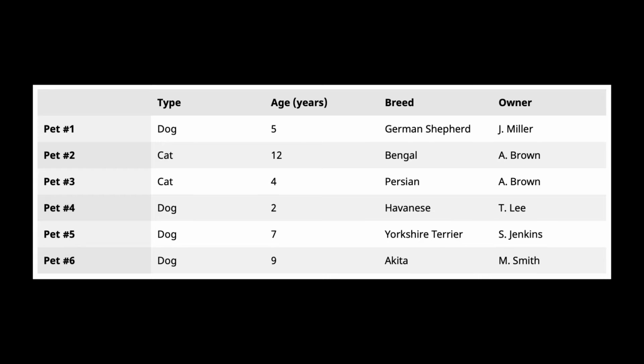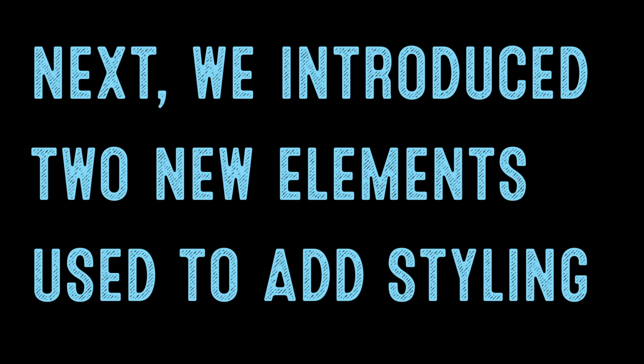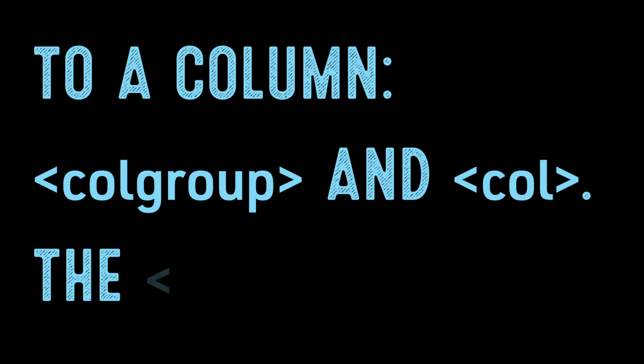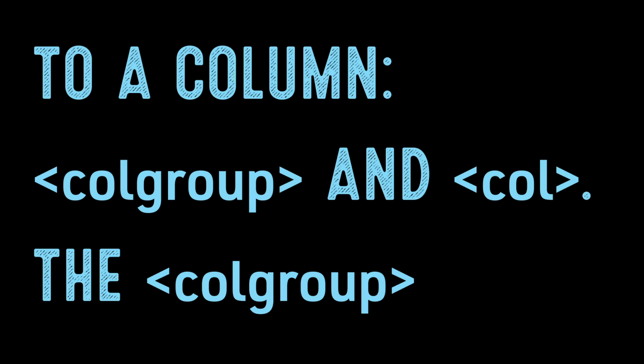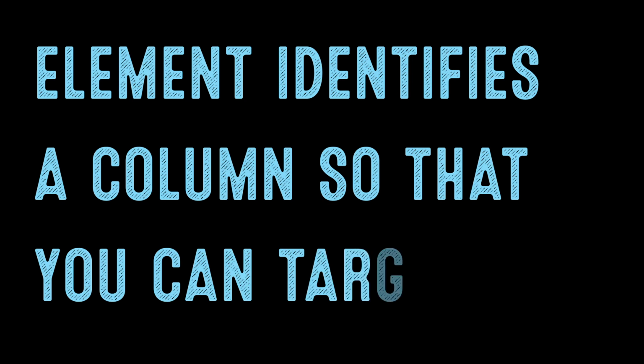It would display like this with some slight adjustments to the styling to emphasize the rows and the table header row. Next, we introduce two elements used to add styling to a column. Column group and column. The column group element groups columns together while the column element identifies a column so that you can target it with styling.